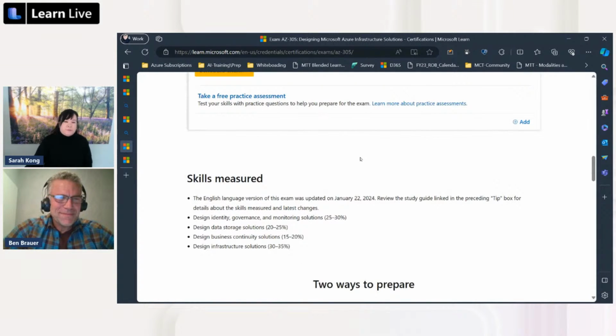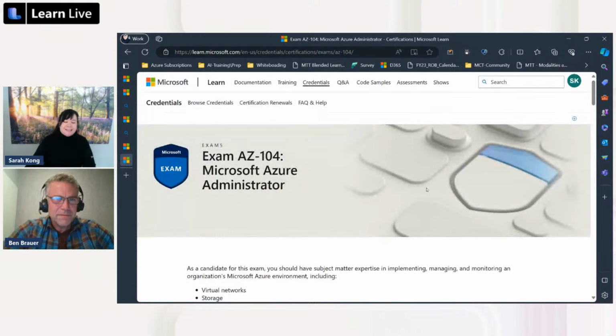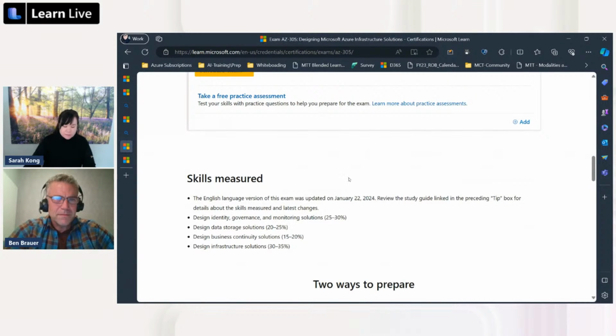AZ-104 is probably near and dear to my heart because it was the very first Azure course I taught and the very first Azure exam I passed way back when, after taking it twice and failing it twice before. It's not an easy exam. It's a tricky one because there's a lot of concepts you need to know. AZ-104 is kind of like the starting one that you would take first. And what we always recommend is to take the AZ-104 first, or essentially the AZ-900, which is our fundamentals. Get the fundamentals and then take the AZ-104 and then finally get your AZ-305.